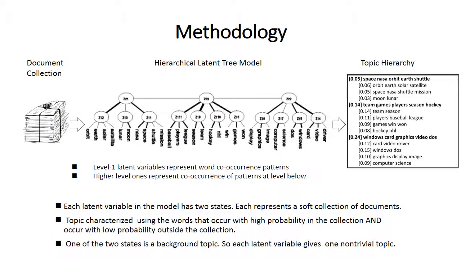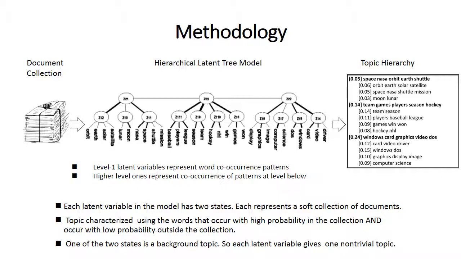Here is a very high-level description of our method. Starting from a collection of documents, we first identify word co-occurrence patterns, and we represent each pattern using a latent variable. For example, Z12 represents the co-occurrence of orbit, Earth, solar, and satellite. Z13 represents the co-occurrence of the words lunar and moon, and Z11 represents the co-occurrence of NASA, space, shuttle, and mission. This way, we get all the latent variables at level 1.